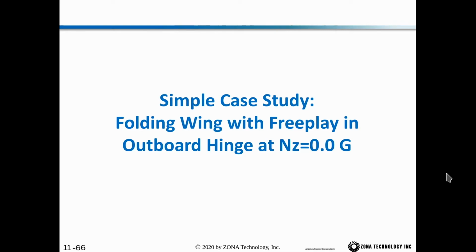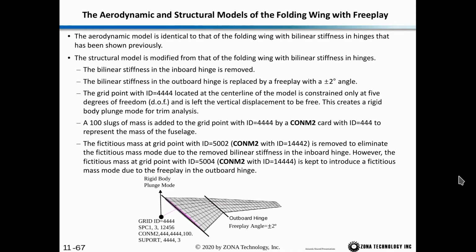Okay, next we'll look at our case study, a folding wing with Freeplay, where we have the Freeplay in the outboard hinge at an NZ of 0 Gs. So the aerodynamic model is identical to that of the folding wing with bilinear stiffness in the hinges that has been shown previously, and the structure model is modified from that of the folding wing with bilinear stiffness in the hinges. So the bilinear stiffness in the inboard hinge is removed, and the bilinear stiffness in the outboard hinge is replaced with a Freeplay angle of plus or minus 2 degrees.